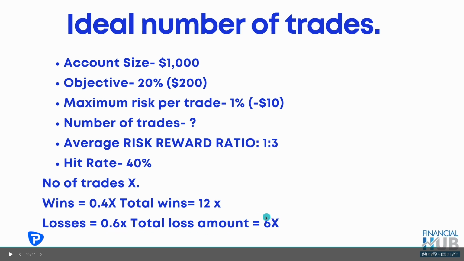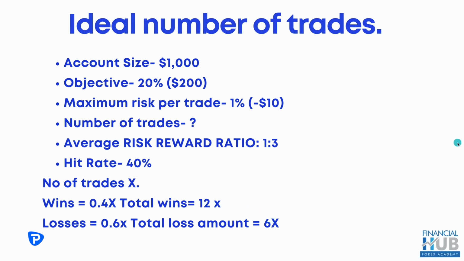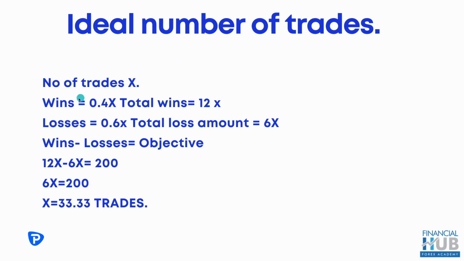So that brings me to 6x. I know if I minus my losses from my wins, it should give me my objective, which is $200. And that is why now we come down to minusing 6 from 12 to give us our objective, which is $200. 6x equals $200, so basically x equals 33.33 trades. So if you have a system which has a 40% hit rate and a 1:3 risk reward ratio, your system basically needs to generate about 33.33 trades per quarter.